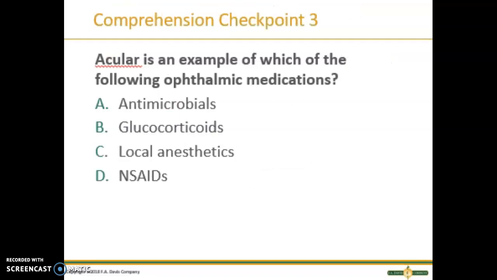Comprehension check number 3. Acular is an example of which of the following ophthalmic medications? If you selected D, an NSAID, you are correct. Great job.